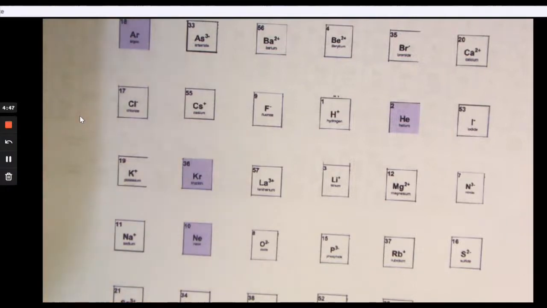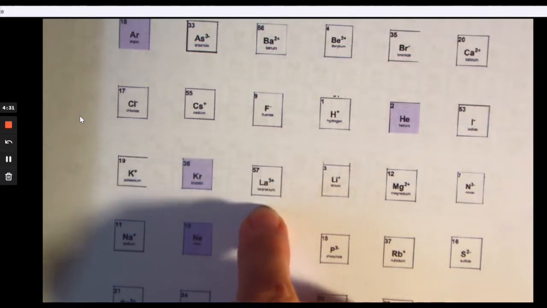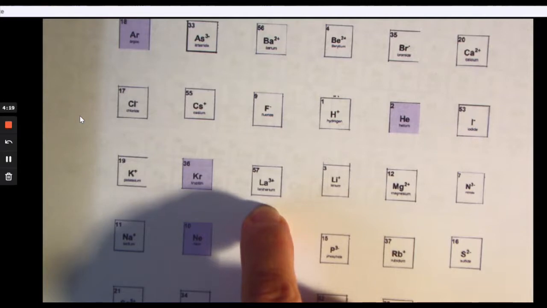Let's look at one for a minute. Here is the fluoride ion. You see, it has a little dash next to the F, a little negative sign. That tells you that this ion has one extra electron. Below it, you can see lanthanum, La3+. The 3 plus tells us that lanthanum is positive, which means it tends to lose its electrons, and it tends to lose 3 electrons, so it is 3 positive.